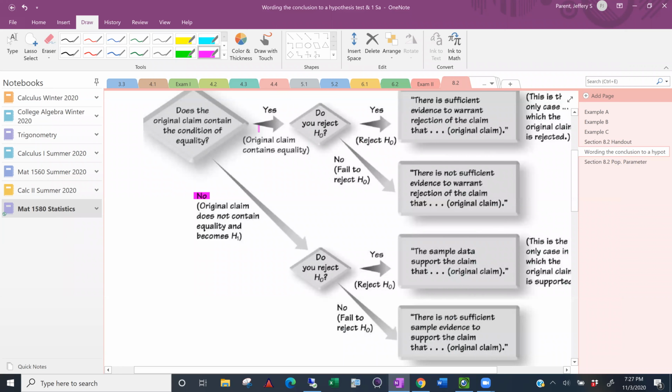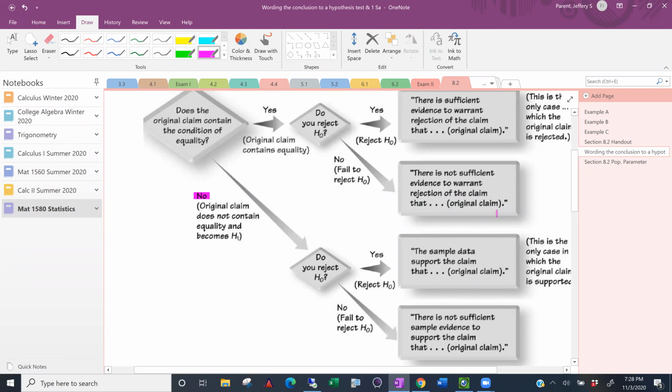So that brings us over to here. Do we reject H naught? No. So our conclusion is this: There's not sufficient evidence to warrant rejection of the claim that 25% of M&Ms are blue. So you always start out, you write exactly this, and then you have to write your original claim in words.